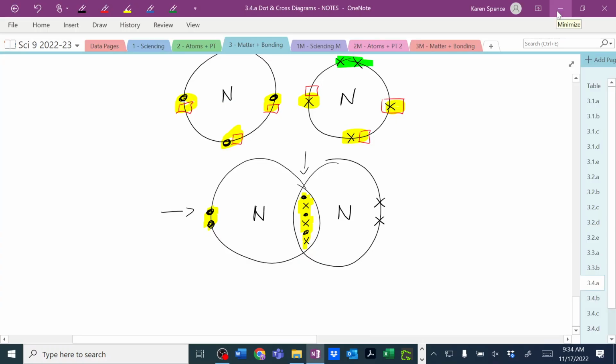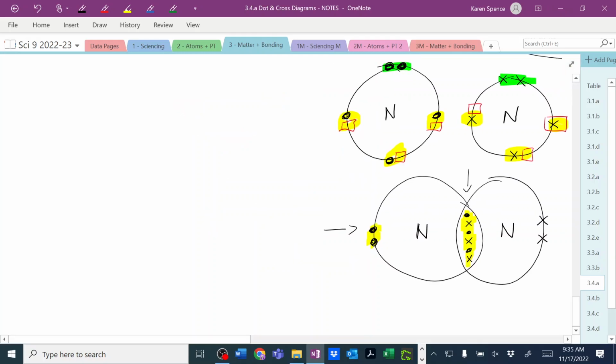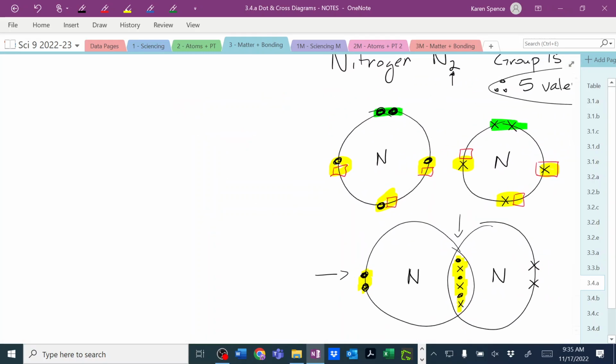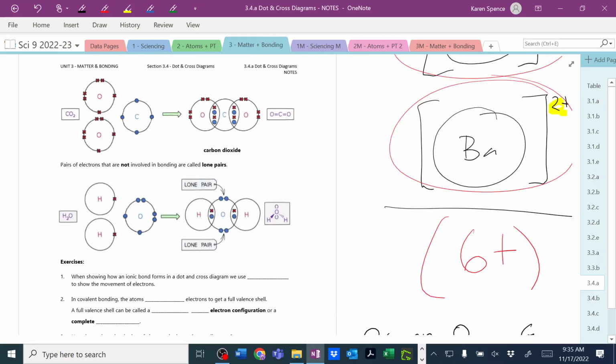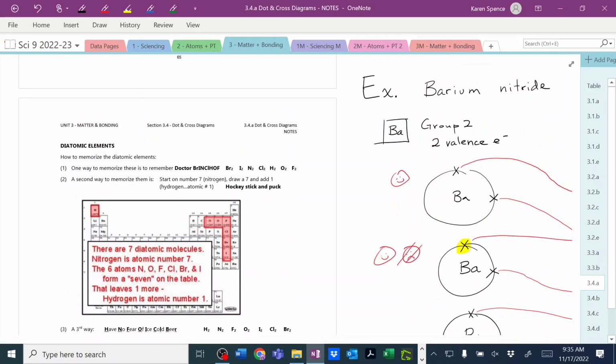Pardon me? Of course. That takes care of a whole bunch of elements. And if we go here, where'd it go? There we are.